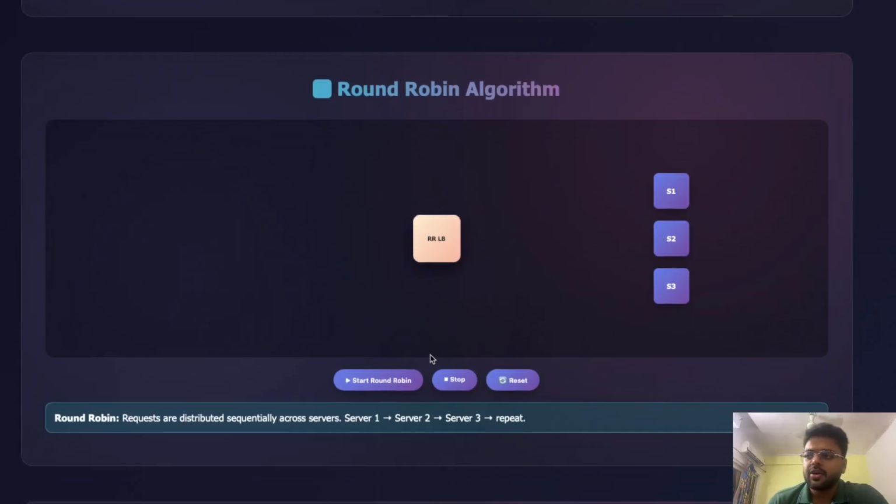So this is the round robin algorithm. Let's start with the animation first. As you can see from the animation, round robin is a simple approach.